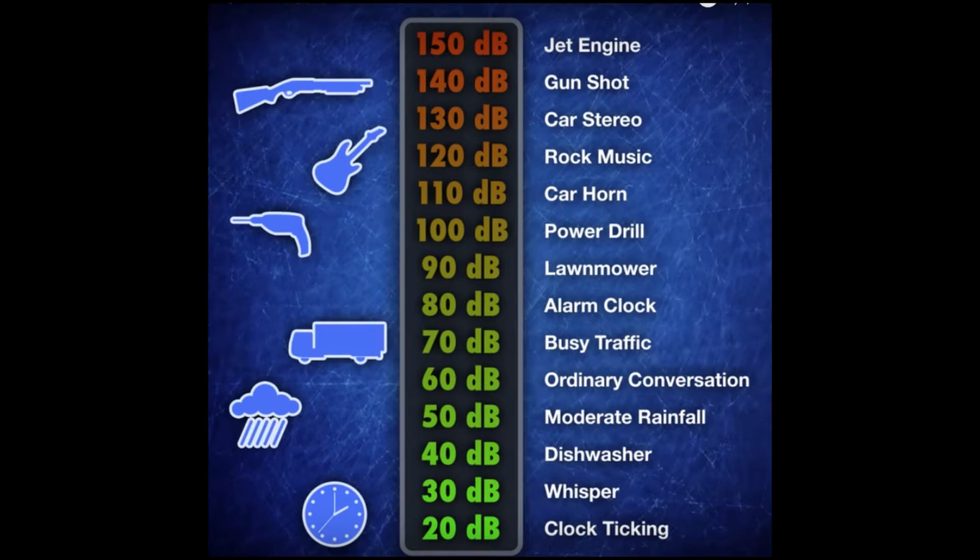An example of something that can reach 140 decibels is a gunshot. This can damage your hearing if exposed to gunshots for a long period of time. Examples of things under 90 decibels include busy traffic, which is 70 decibels, ordinary conversation, which is 60 decibels, and a clock ticking, which is 20 decibels.